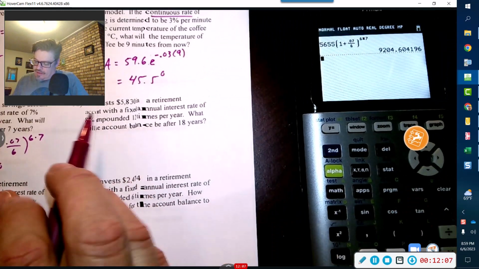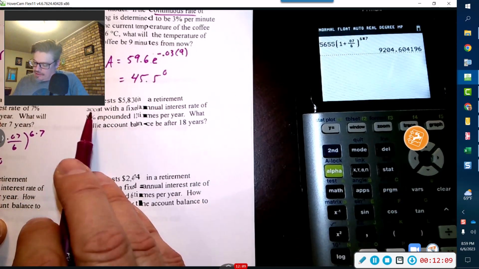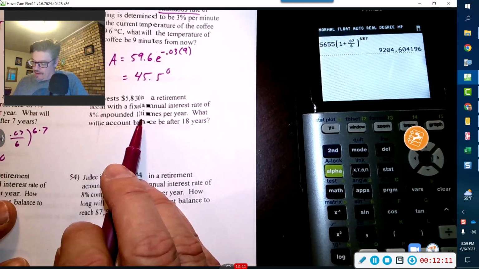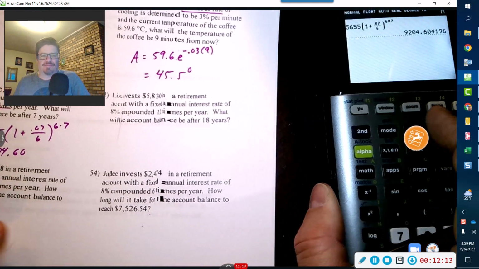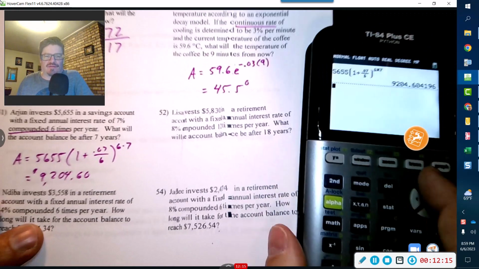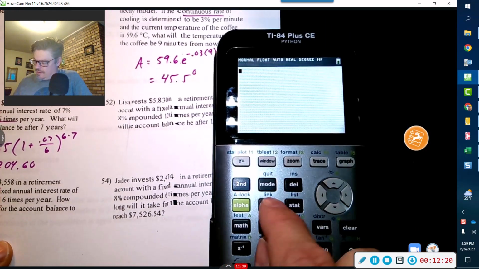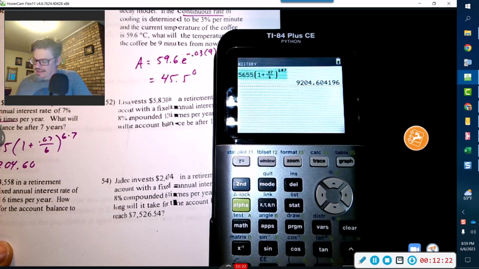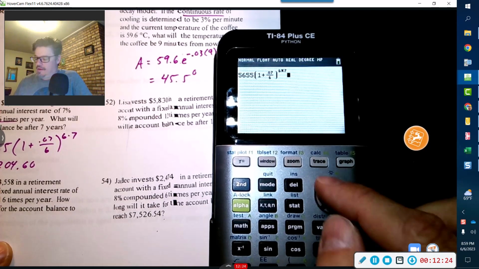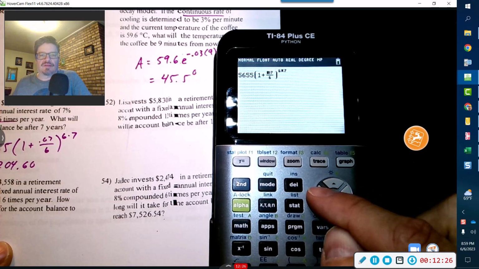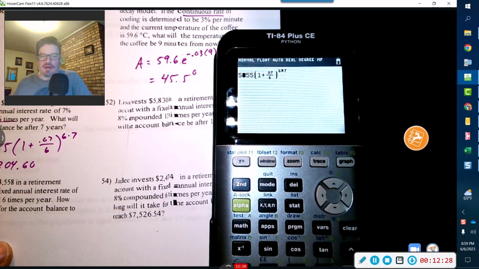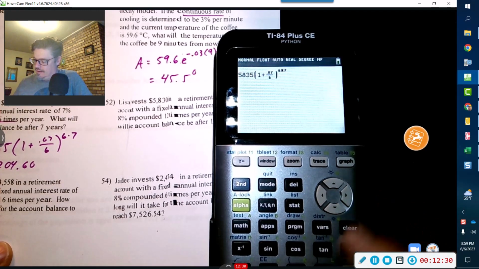All right, so now we've got to invest that much in a retirement account with fixed annual interest, 8% compounded 12 times a year. So same thing. In fact, I'm going to go straight to my calculator with this one. Let's copy that, and then I'm going to go right over this because this looks kind of easy to do here.